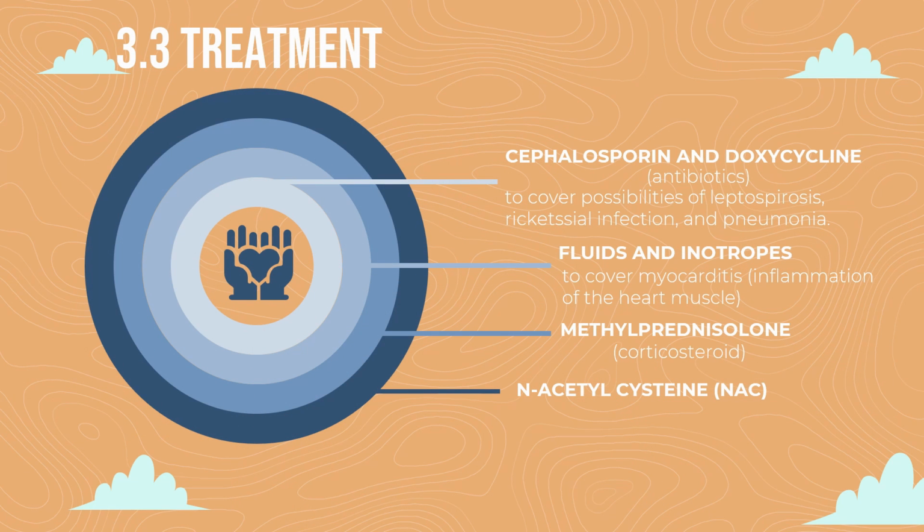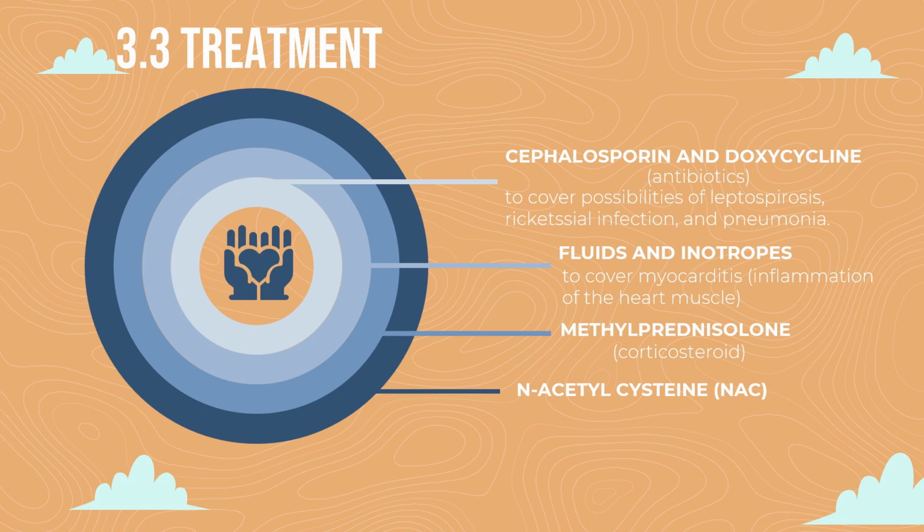The patient was treated with third-generation cephalosporin and doxycycline on admission to cover the possibilities of leptospirosis, rickettsial infection, and atypical pneumonia. He was intravenously administered fluid for hydration, considering the possibility of myocarditis, and was started on inotropes. After weighing the risks and benefits and after covering with broad-spectrum antibiotics, methylprednisolone was considered for the patient.